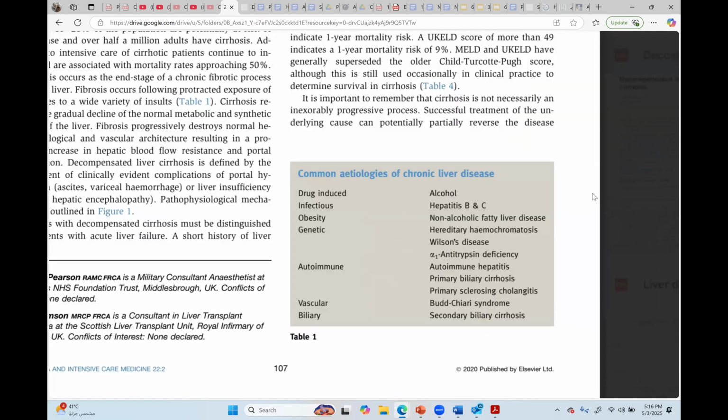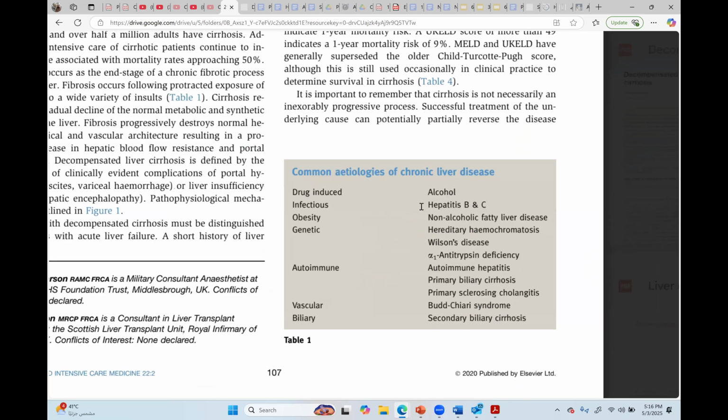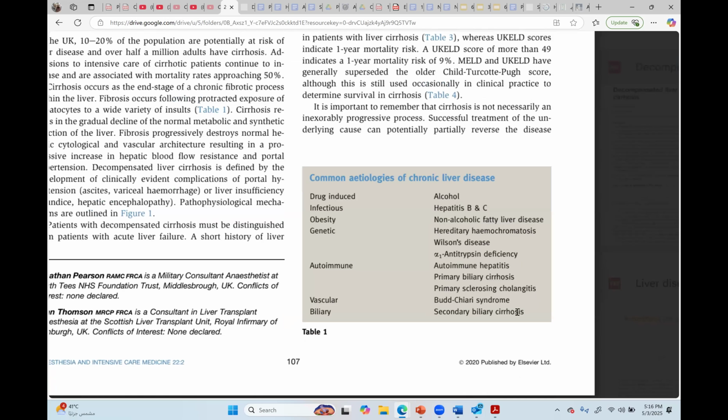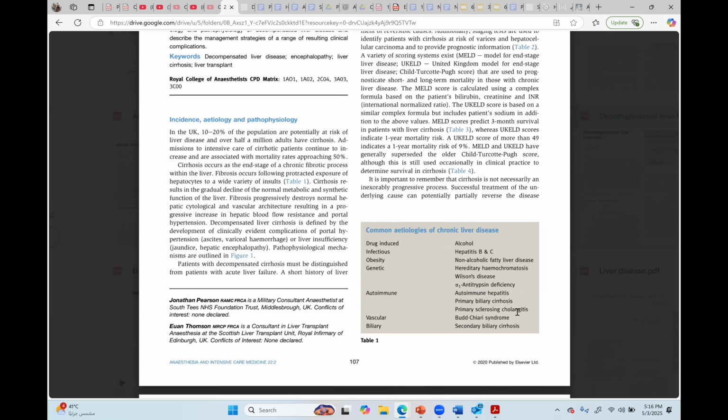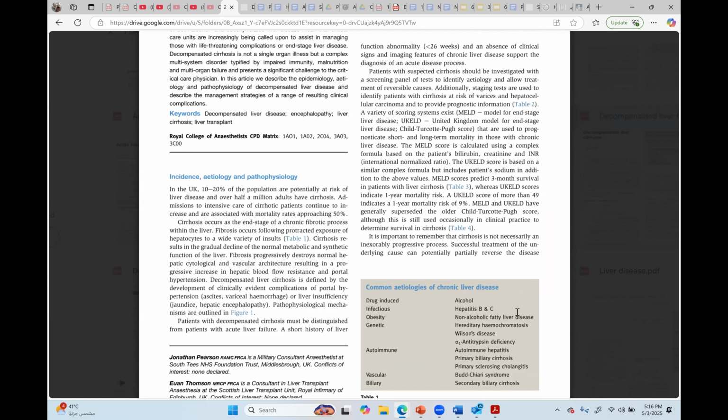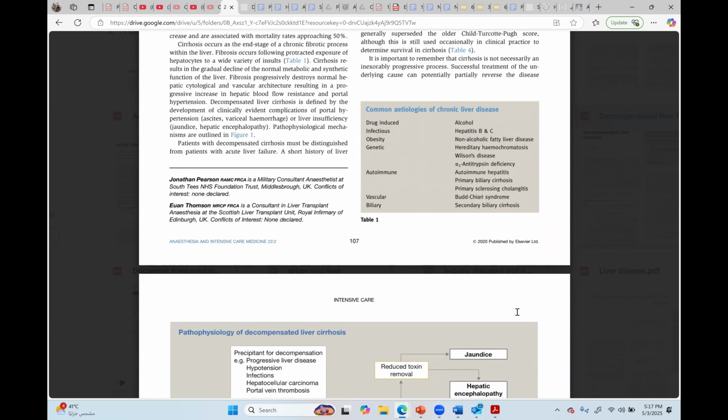Okay, so common etiologies of liver disease: alcoholic, hepatitis B, C, non-alcoholic fatty liver disease, and then hemochromatosis with the iron, and Wilson's disease with the copper. Alpha 1 antitrypsin deficiency, some autoimmune causes like autoimmune hepatitis, primary biliary cirrhosis. They will be asking this question, what is the etiology of chronic liver disease, and then they can ask you about MELD and PELD, because MELD and PELD are with reference to liver transplant. So this is something specific for liver transplant.